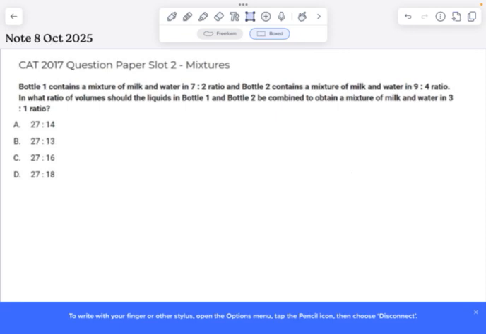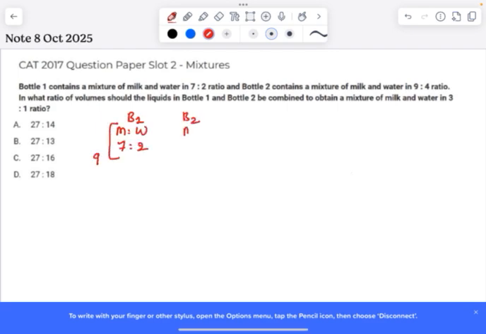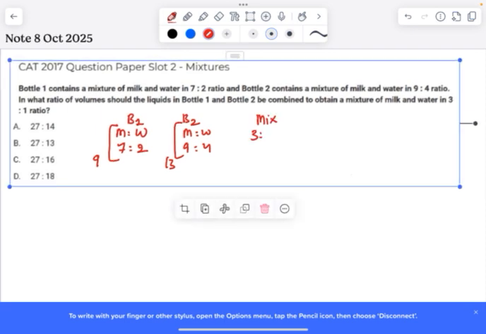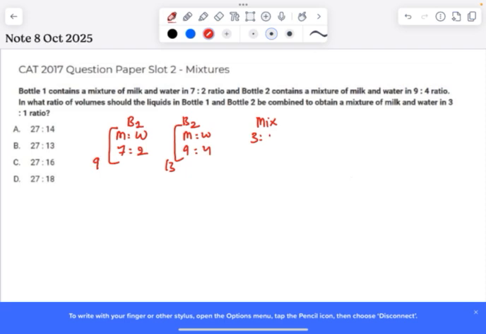Yes, let's solve this again now. So I'll write it down again. Bottle 1 had milk and water in the ratio 7:2, so it has 9 parts, and bottle 2 had milk and water in the ratio 9:4. It has how much? 13 parts. And the mixture that is being made has how much? Milk and water in the ratio 3:1.